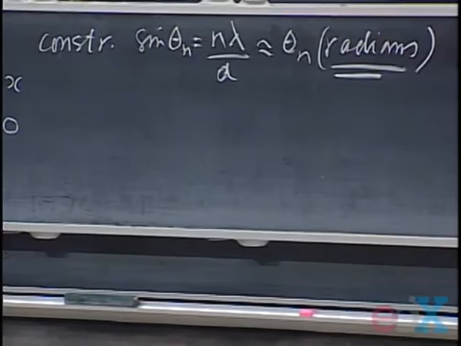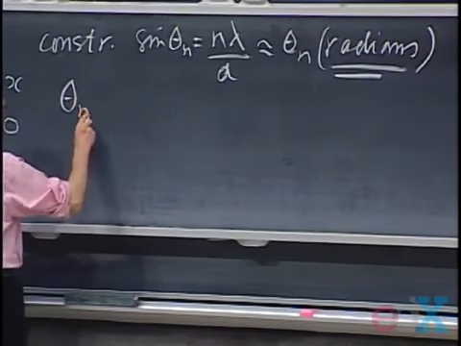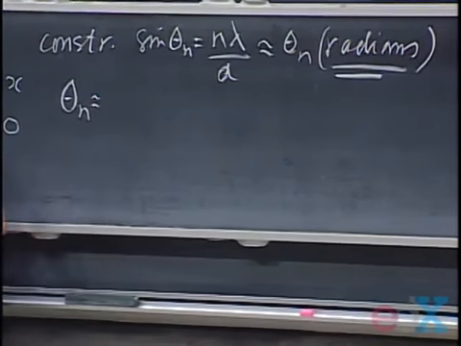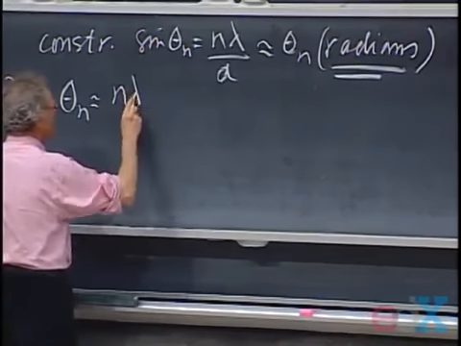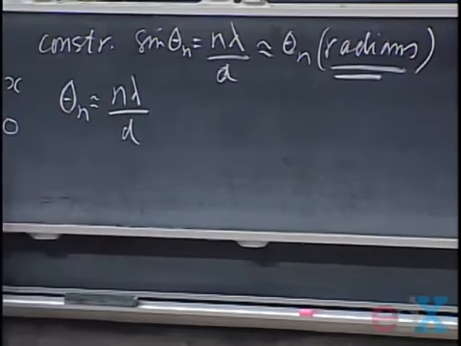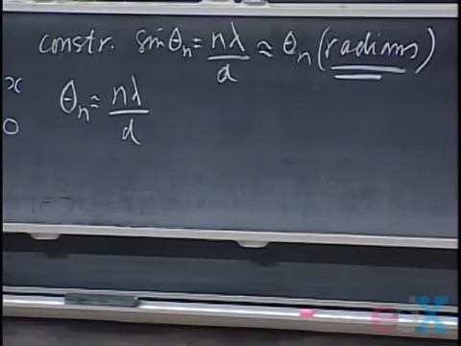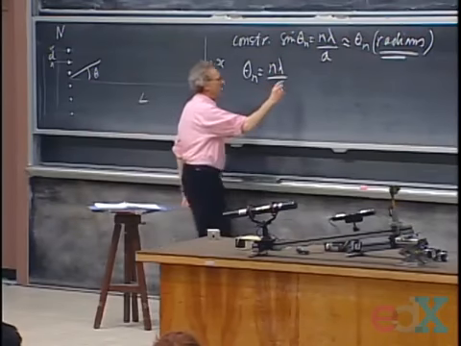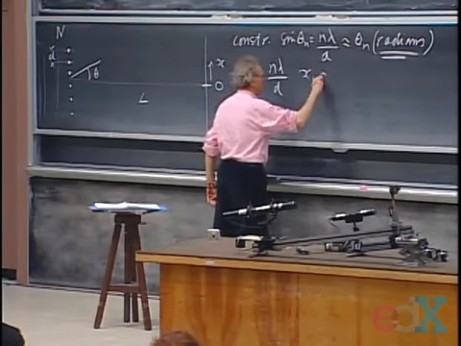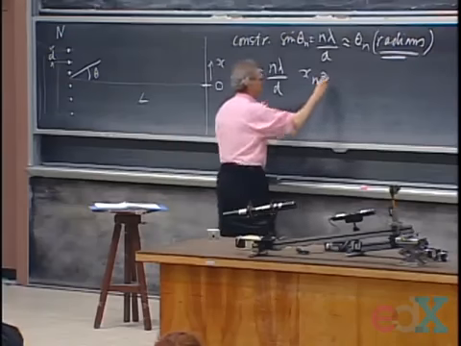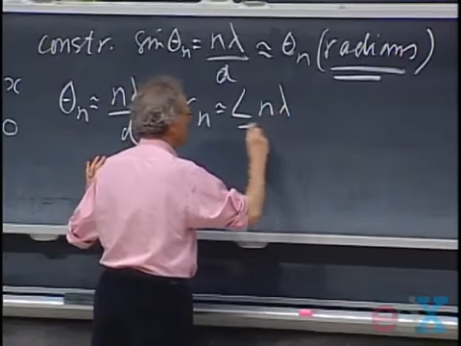And so the conclusion then is, if we work in radians for now, that theta n for the maxima is then n lambda divided by d, n being 0 right here, n being 1 right here, n being 2 right there. And if you want to express that in terms of a linear displacement from 0, then x of n, again for small angles, is L times that number.